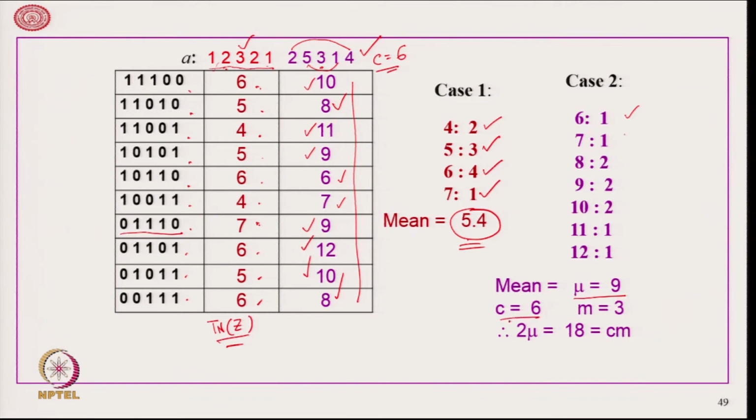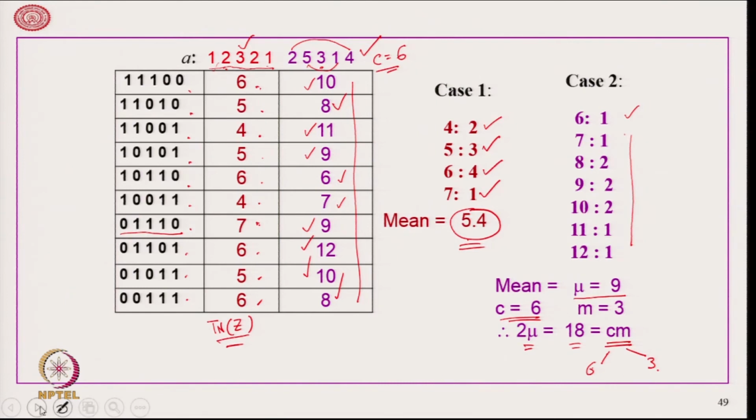C is equal to 6, we have already calculated. Therefore, twice mu is equal to 18 is equal to Cm, where C is equal to 6, m is equal to number of x is equal to 3. And we can see that this is symmetric around the mean. It is not a proof, because proof we have already given. This is only to visualize the result.